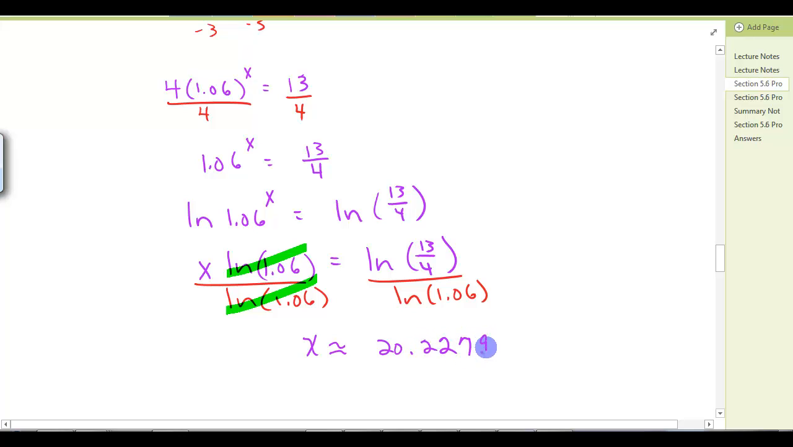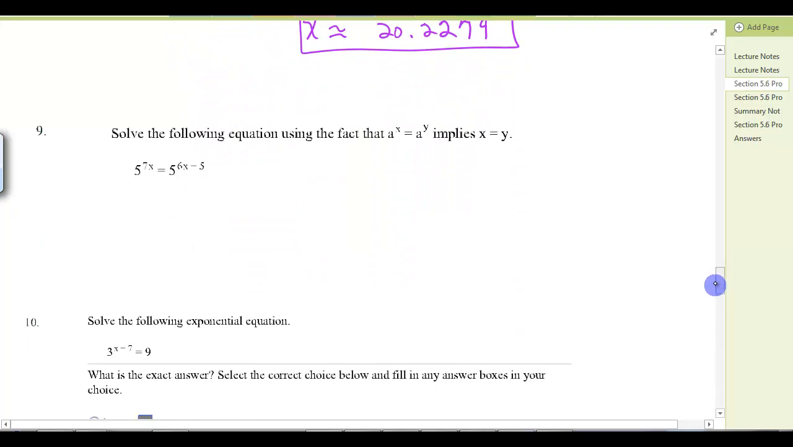Be sure to just look at your actual problem and see what it's asking you to round those to.